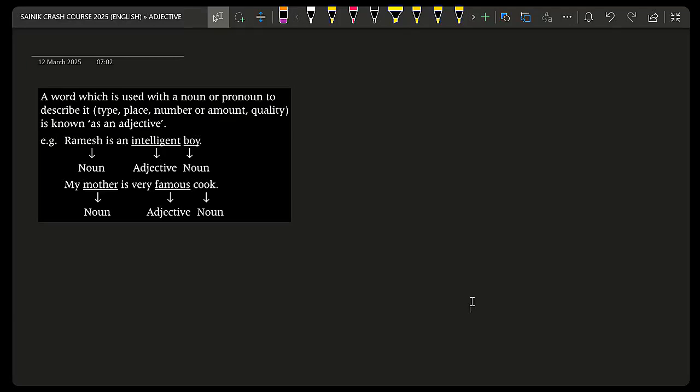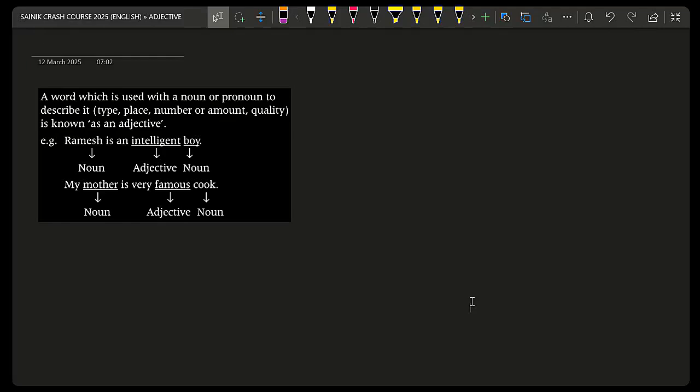Adjective, there is another name used, that is describing words. So they describe about nouns and pronouns. Suppose here, Ramesh is an intelligent boy. Here Ramesh is a noun, name of a person. Intelligent, this word is describing about Ramesh. That's why it is a describing word, or we also call it adjective. Boy is also a noun.